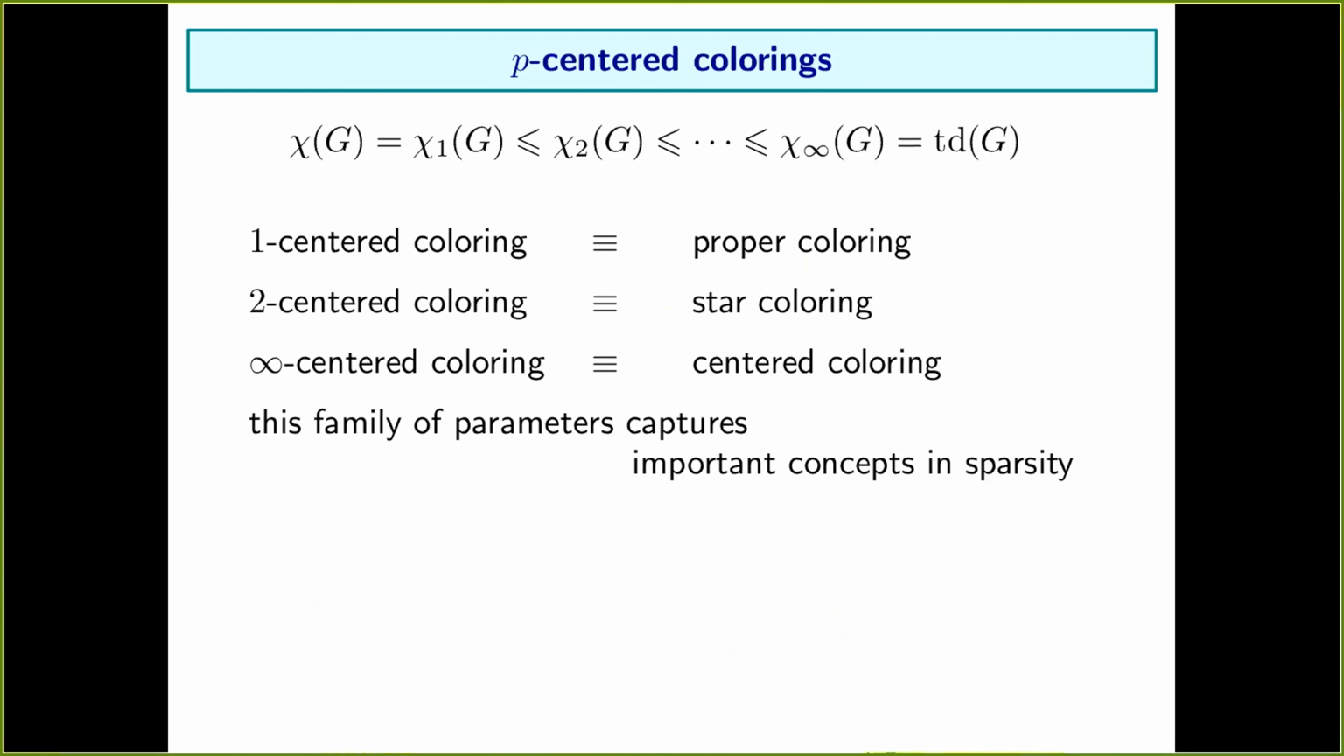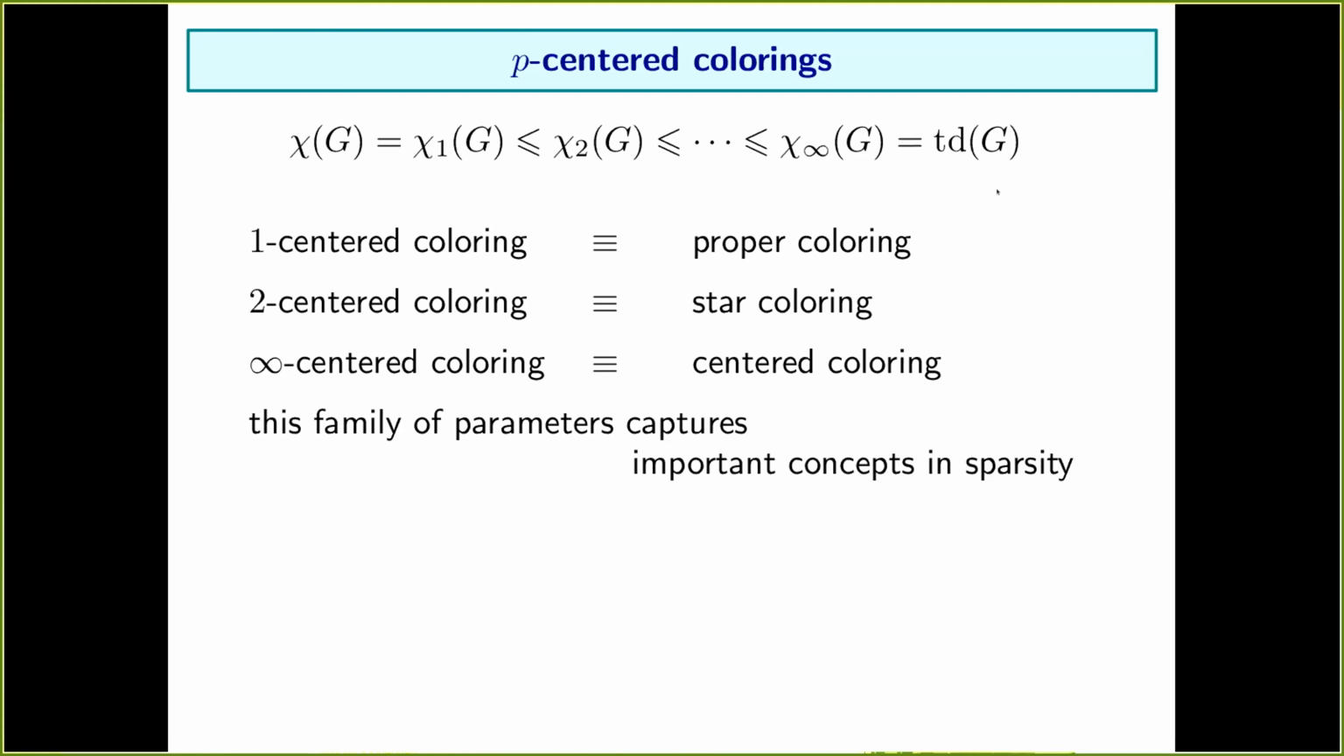It should be quite obvious that we have a family of parameters that is increasing when p grows. The first, chi: a one-centered coloring is nothing else but a proper coloring, if you look at the definition. And the two-centered coloring is known in the literature as a star coloring of a graph. While if you replace p with infinity, you coincide with the first definition I gave you, which is just the centered coloring. So indeed, we are going from chi to the tree depth.